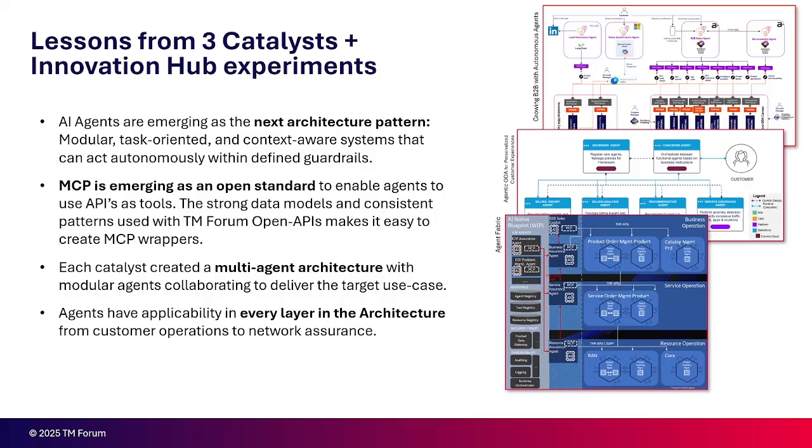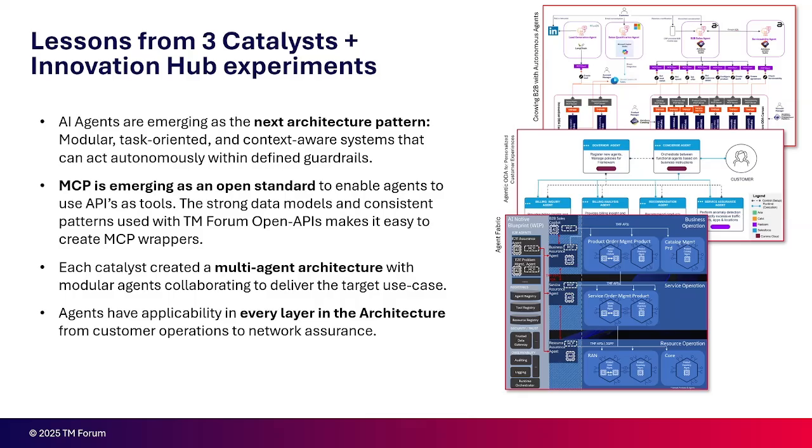Third, all these catalysts converge on multi-agent architectures, with modular agents collaborating to deliver target use cases. A consistent finding across industries is that agents work most effectively when tightly scoped. And for broader problems, multiple tightly scoped agents collaborating outperform single general purpose agents.